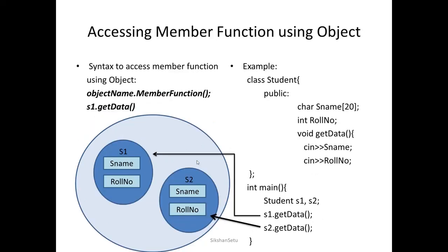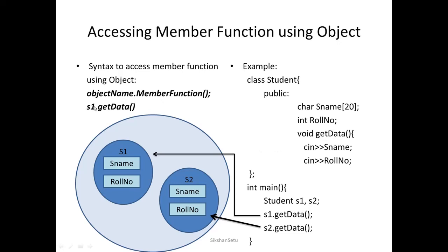Now how to access member functions or data members using an object? It can be accessed using this particular syntax: object name, then we use the dot operator, and then the member function or data member name. So here the object name is s1, we use dot and then get data. So get data is my member function name.